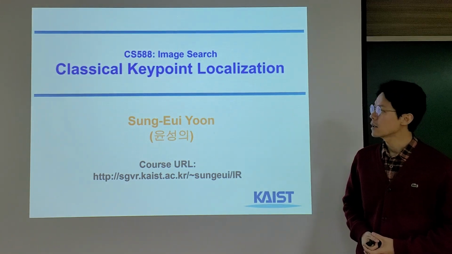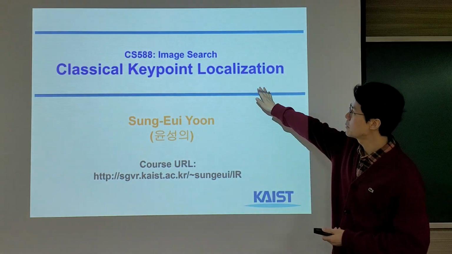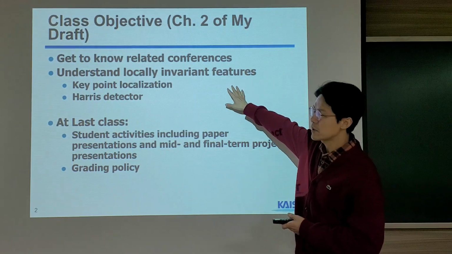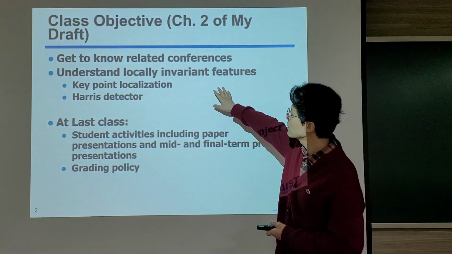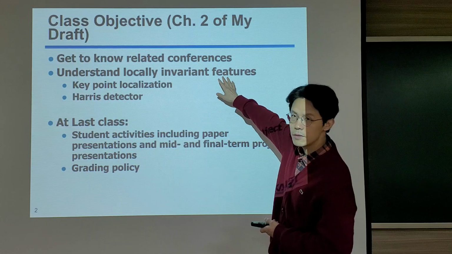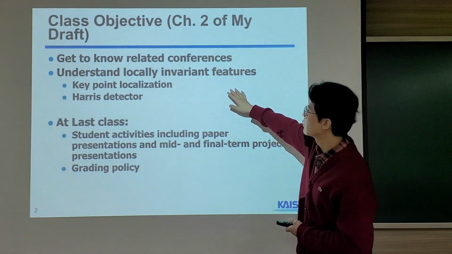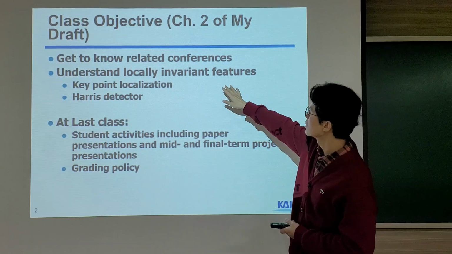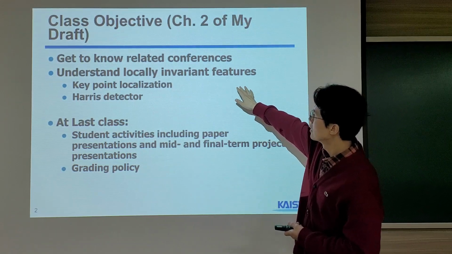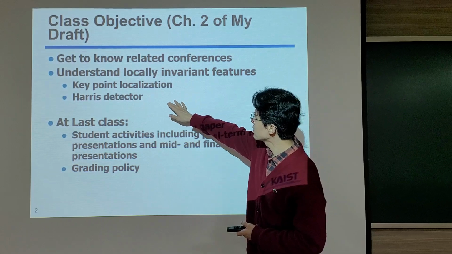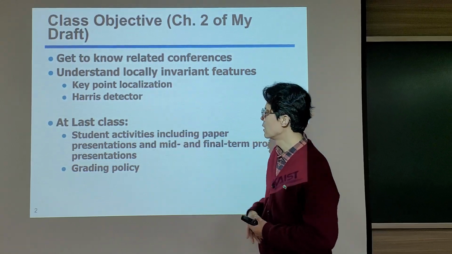Hello, today I'd like to talk about classical keypoint localization techniques. These are the class objectives today. We will talk about some of the related components so that you can find some papers from here. And then we will move on to talk about locally invariant features. And we will actually talk about keypoint localization, followed by the Harris corner detector.